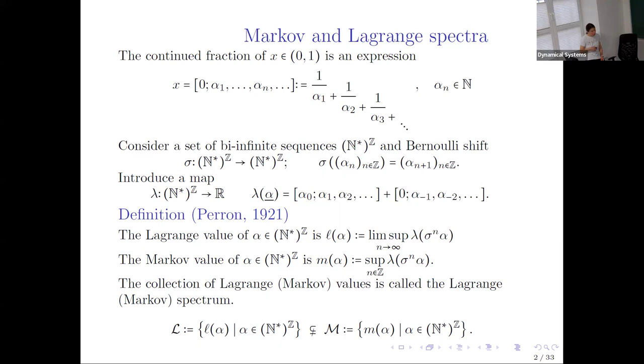So my question was, in fact, what did Lagrange and Markov study the set in relation to? Well, they were interested in quadratic forms, and they were interested in approximation of irrational numbers by rationals. That's a little bit different story.